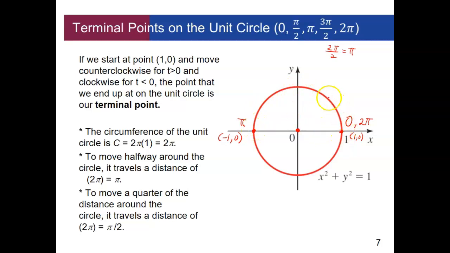So if I only go a fourth of the way around the circle, then 2 pi divided by 4 is going to be pi over 2. So this one is pi over 2, and the coordinates of this point would be (0, 1). And the last one that I want to talk about on this slide is if I go 3/4 of the way around, that's going to put me down here. And so 3/4 of 2 pi is going to be 3 pi over 2. And the coordinates of that location is going to be (0, -1).